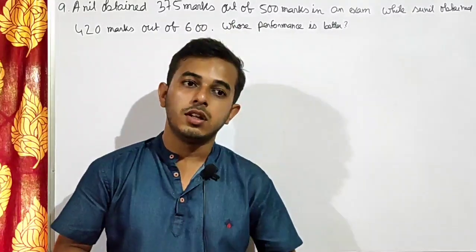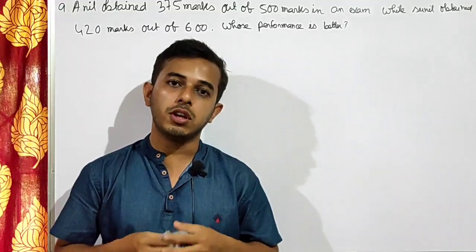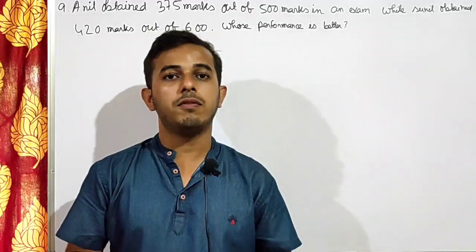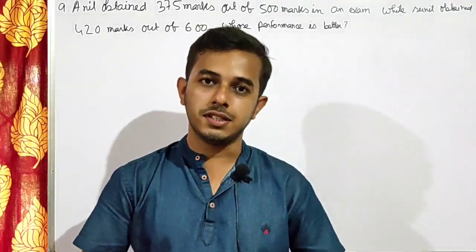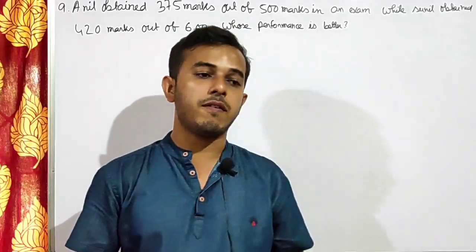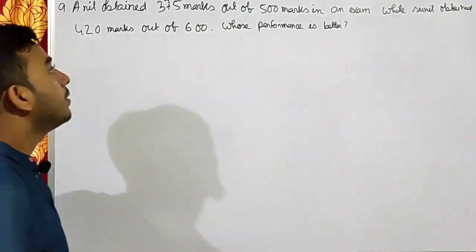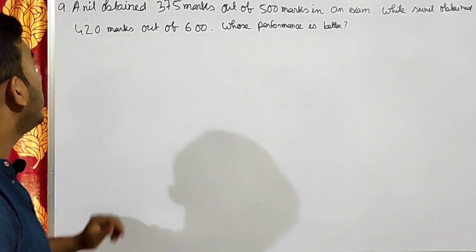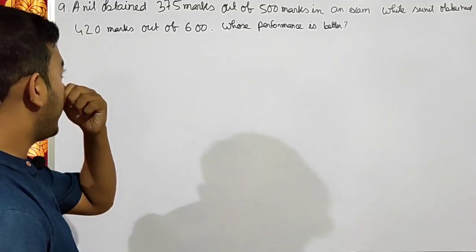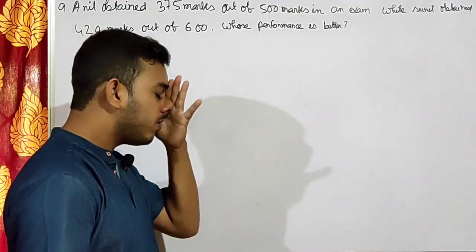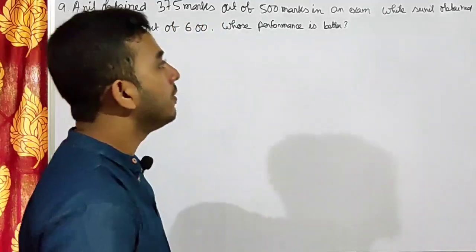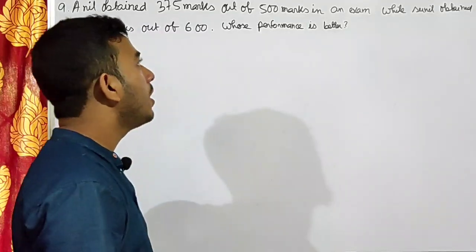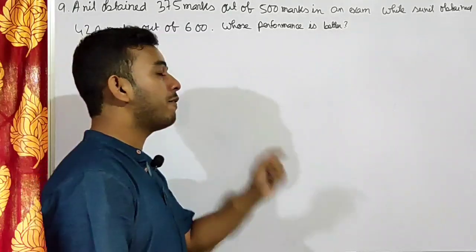Okay, no problem. So today in this video we shall be continuing and solving the remaining questions of the chapter percentage and its application. Our first question is about two boys, Anil and Sunil. Anil got 375 marks out of 500 in an exam, while Sunil obtained 420 marks out of 600. Now we have to find out whose performance is better.